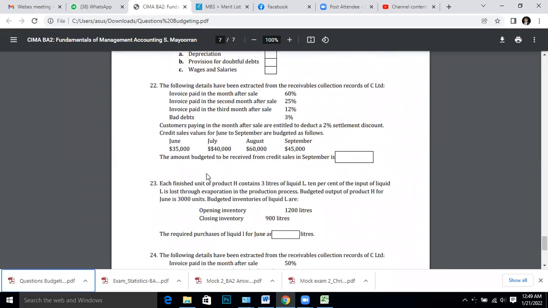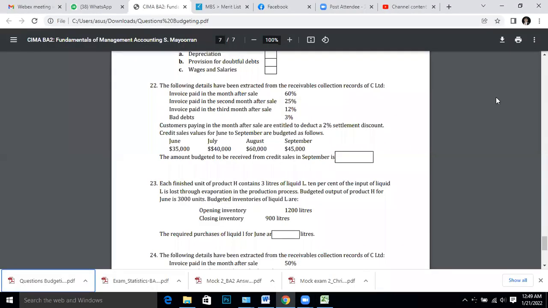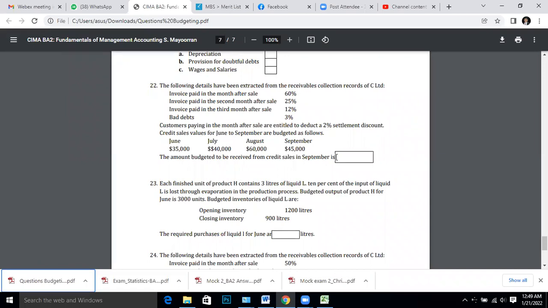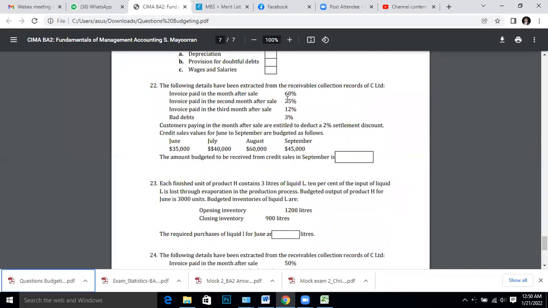It's about collection. June, July, August, September. Sales 35, 40, 60, 45. September is the question. Month after sale 60%, then there is a discount of 2%. Month after sale means 60,000 into 60%. There is a discount of 2%. Adjust for that. Then 25% from 2 months.